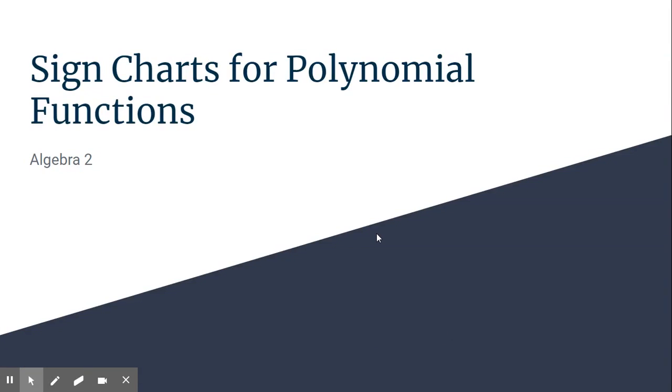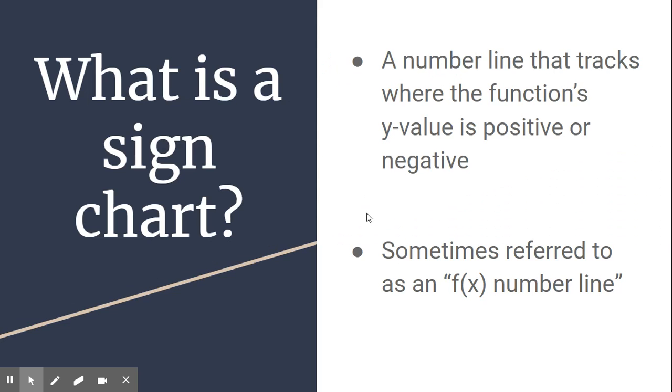Today we're going to talk about sign charts for polynomial functions. So first of all, what is a sign chart? A sign chart is just a number line that tracks where the function's y value is positive or negative. That would mean it's showing when the graph is above the x-axis or below the x-axis.